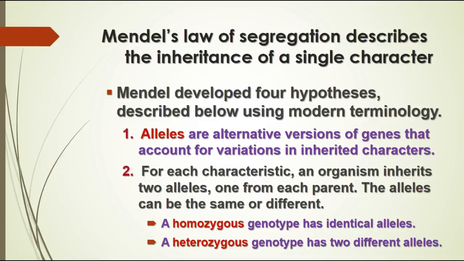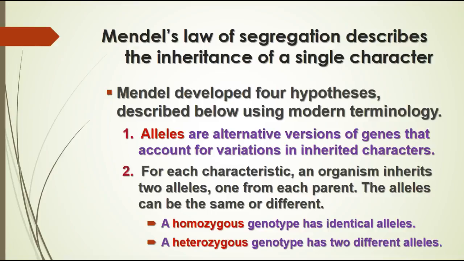Okay, he developed some hypotheses about what's happening, and these are restated here in modern terminology rather than the terminology he used. First of all, the alternative versions of the genes are called alleles. So that would be a purple allele that would produce a purple flower, and a white allele that would produce a white flower. For each characteristic, each organism inherits 2 alleles, one from each parent. The alleles can be the same or they can be different.